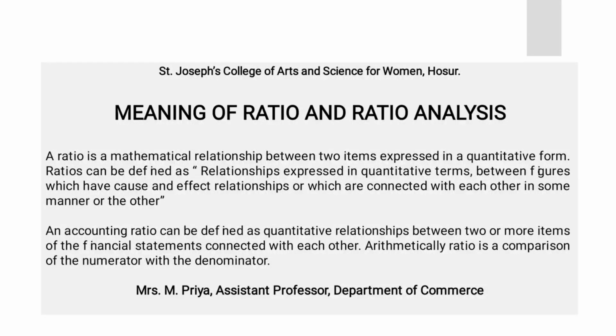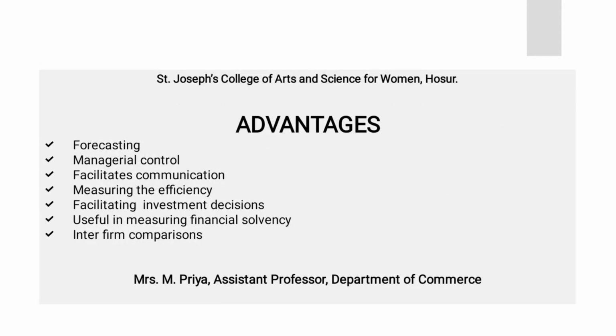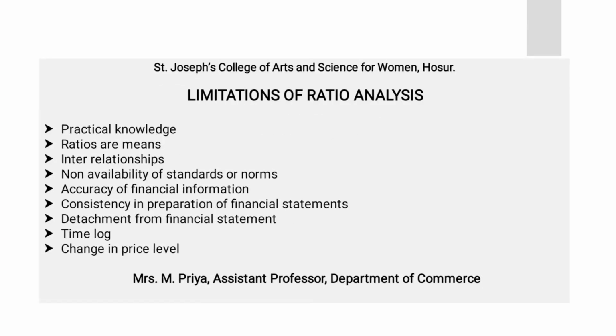An accounting ratio can be defined as the quantitative relationship between two or more items of the financial statements connected with each other. Arithmetically, ratio is a comparison of the numerator with the denominator. The advantages of the ratio: forecasting and managerial control, facilitates communications, measuring the efficiency, facilitating investment decisions, useful in measuring financial solvency, interfirm comparisons.